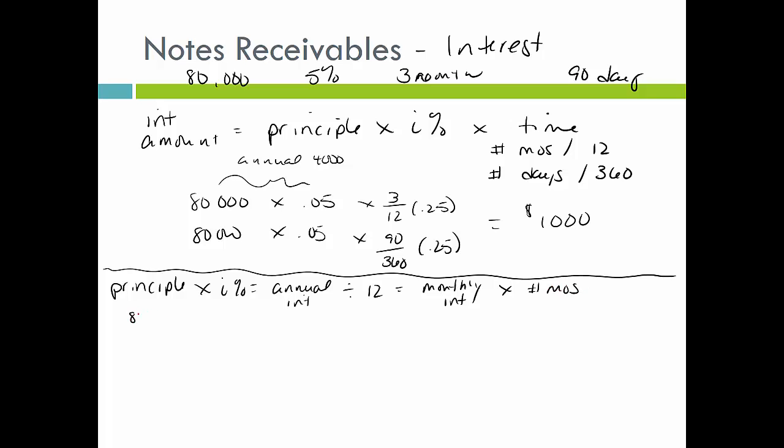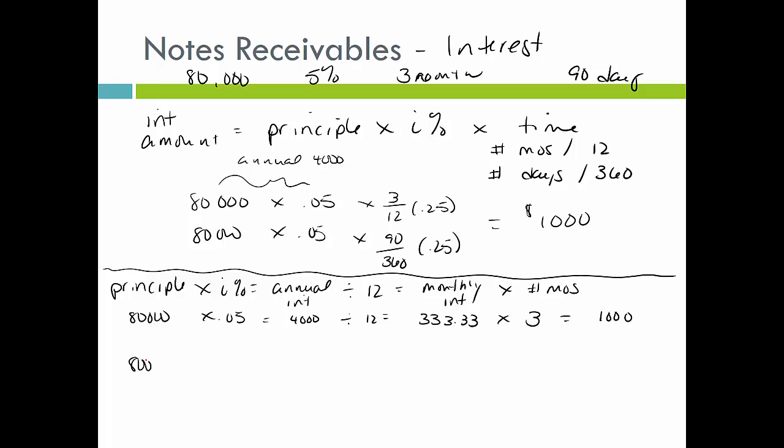So in this case, I'd take 80,000 times 0.05, and I get 4,000 would be my annual interest, divided by 12. So the interest per month is 333.333. I have it for 3 months, and that equals 1,000. Sometimes you have to do a little rounding, which up here you hardly ever have to do. You generally get nice even numbers there.